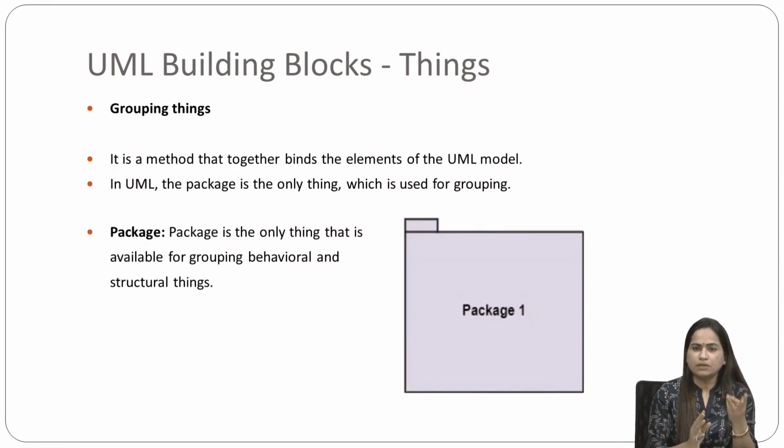Then we have the third thing, that is grouping things. It is a method that binds together the elements of the UML model. In UML, the package is the only thing which is used under the grouping things tag.